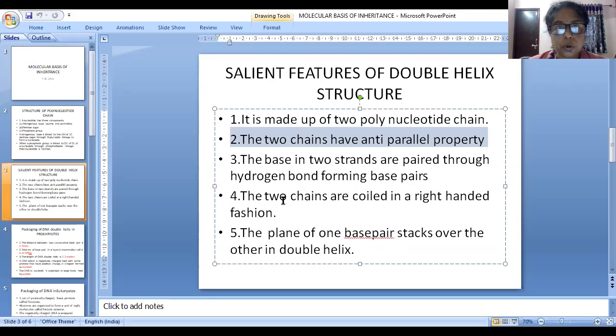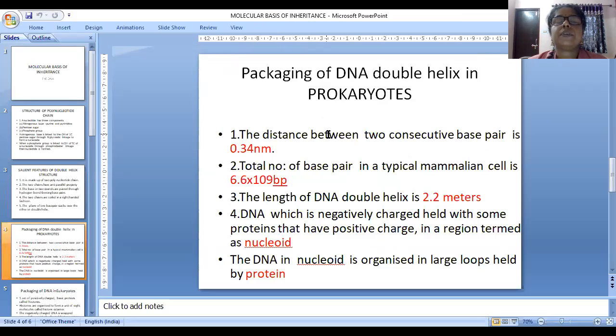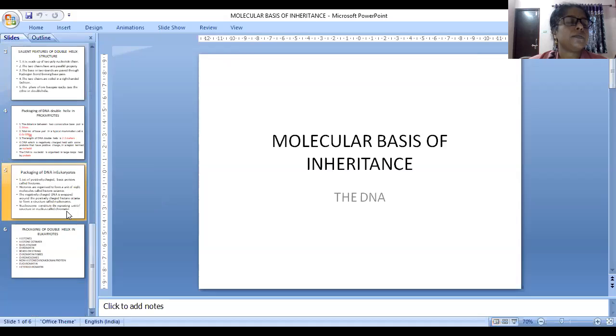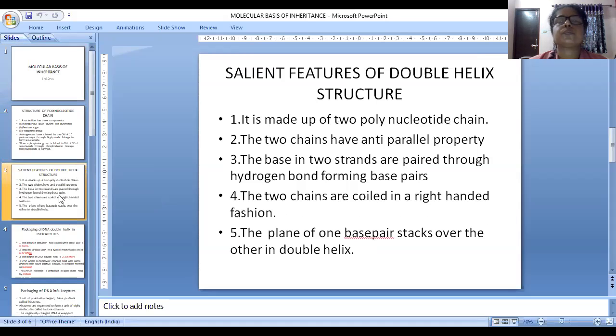These are the short form of the five salient features of DNA. Understood? These are the 5 points of the salient features. It is an important question many times asked by the board, so you have to take care of that.